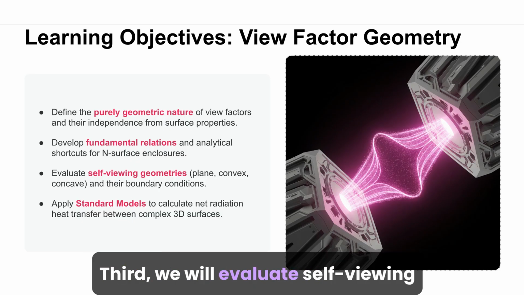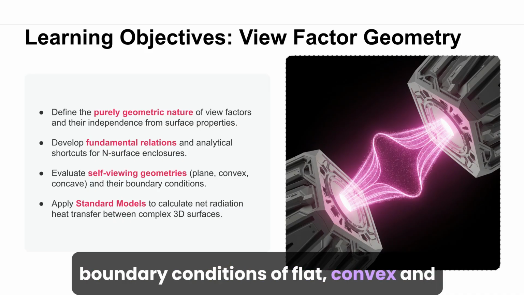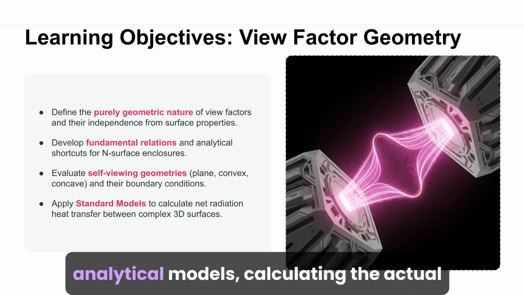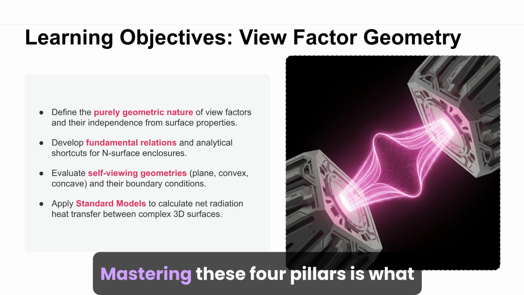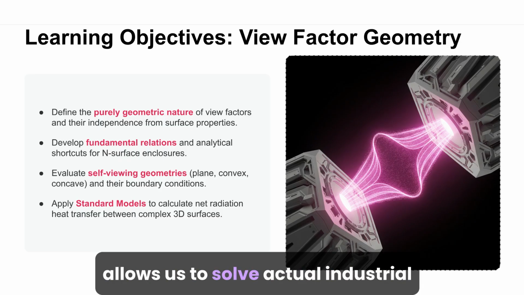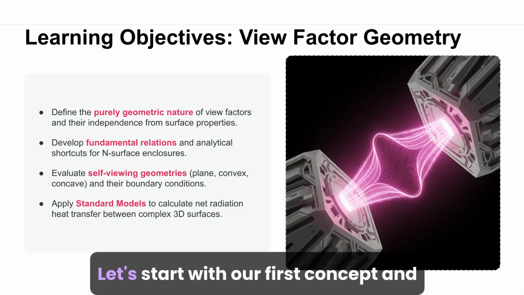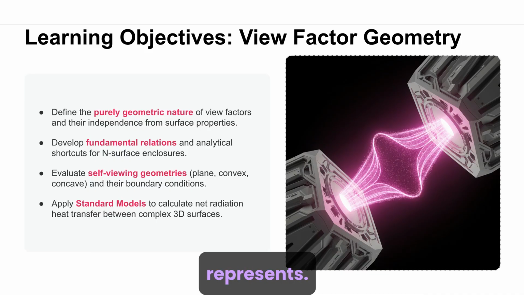Third, we will evaluate self-viewing geometries, learning how to handle the boundary conditions of flat, convex, and concave shapes. Finally, we will pull all these geometric pieces together to apply standard analytical models, calculating the actual net radiation heat transfer between complex three-dimensional surfaces. Mastering these 4 pillars is what allows us to solve actual industrial design and environmental configuration problems. Let's start with our first concept and break down what a view factor truly represents.